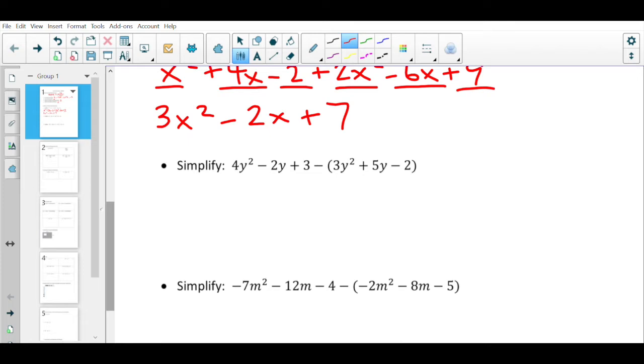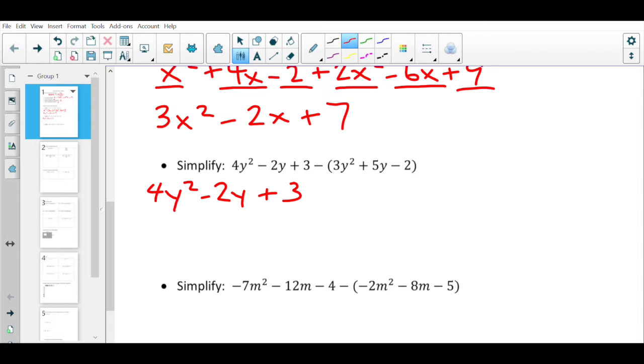Another one, simplify. 4y squared minus 2y plus 3 minus the quantity in brackets, 3y squared plus 5y minus 2. This time we have a minus sign across a set of brackets, so watch what we have to do. It will change the value within. So let's rewrite the first part, 4y squared minus 2y plus 3.